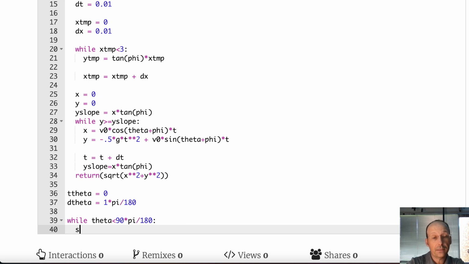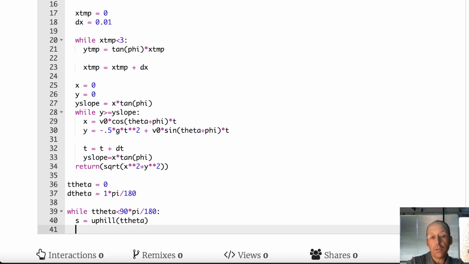So I'm going to say S equals uphill t theta, temp theta. So uphill t theta is going to return a value, and now I have it as S. I'm going to plot that. So I'm going to say f1.plot the angle, which is going to be t theta times 180 divided by pi. So now it's back in degrees. S.